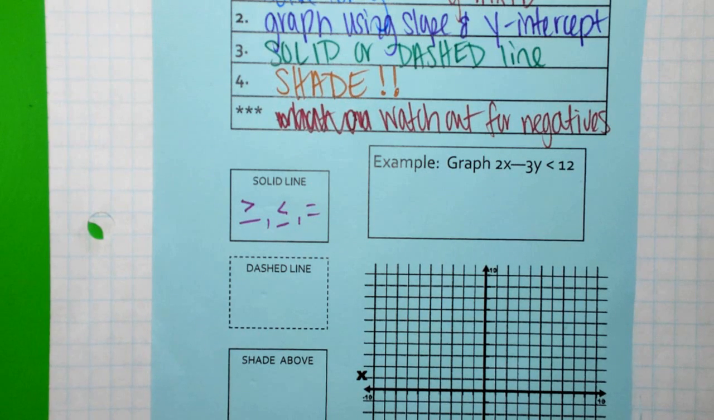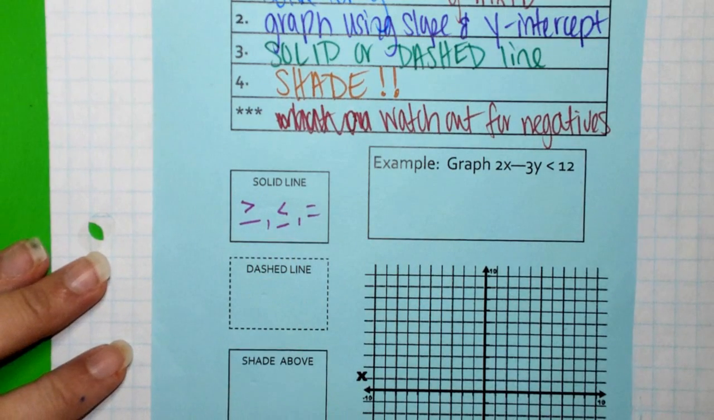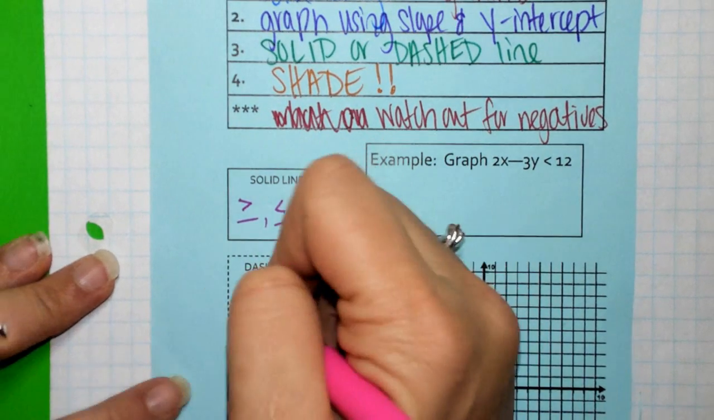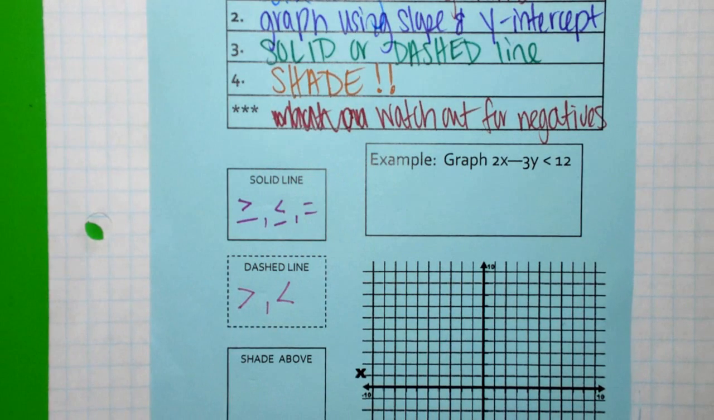Alright, so if you have a solid line when it's greater than or equal to or less than or equal to, when are you going to have a dash line? When it's not equal to, when it's just greater than or less than. Give yourself a point, Gryffindor.